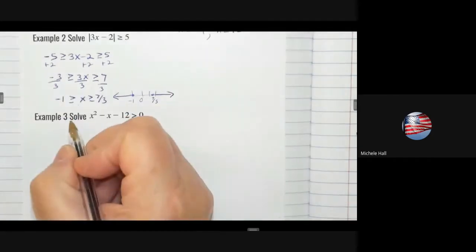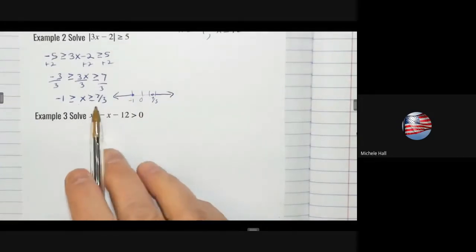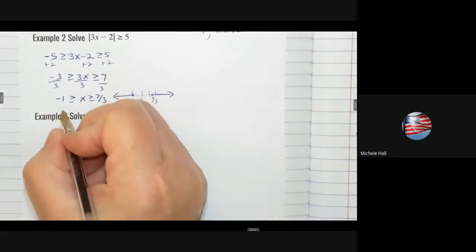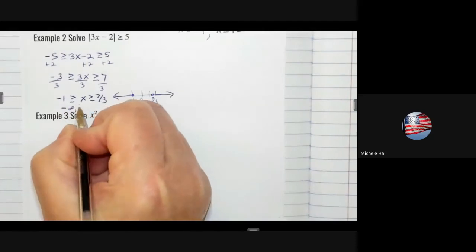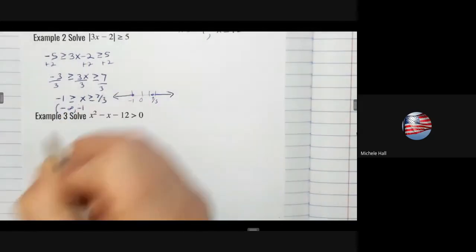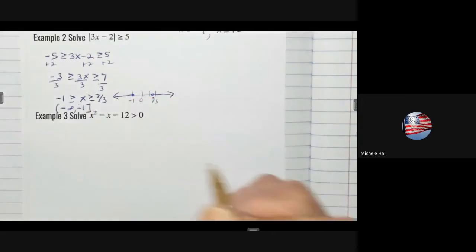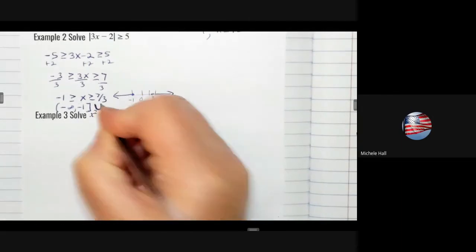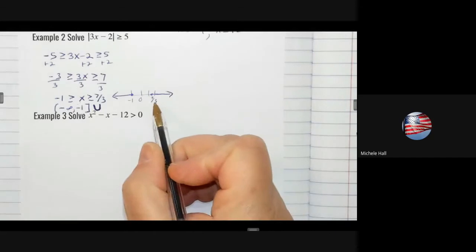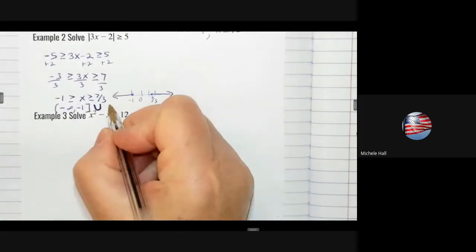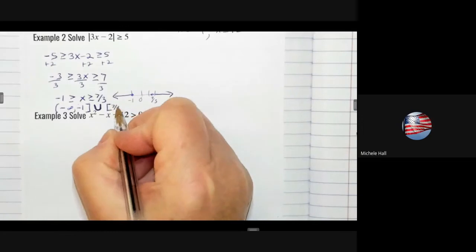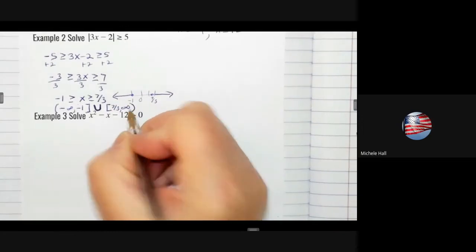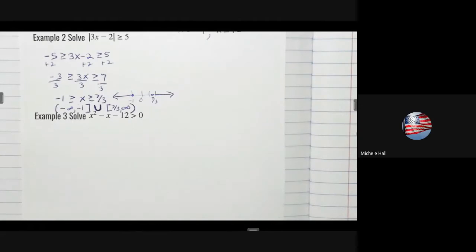The interval notation would say -infinity to -1. It doesn't include -infinity, but it does include -1. Then you use this symbol to show that it's in union with something else. In union, it's like saying and. In union, we are going from 7/3 to positive infinity. 7/3 it includes, and positive infinity it does not. That would be the final algebraic answer for this problem.